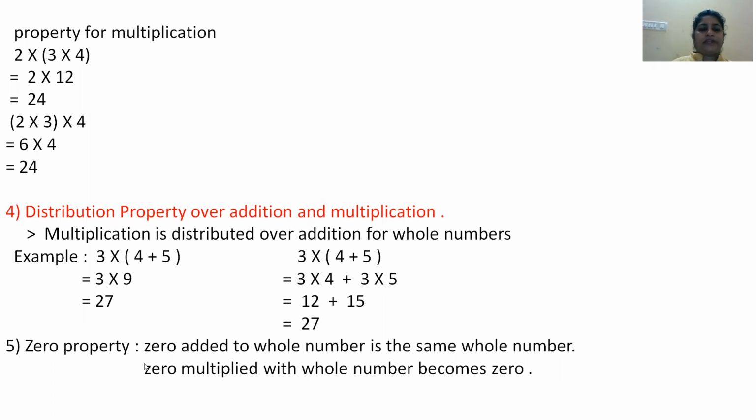There is one more property, zero property. Zero added to whole number will give the final answer as same whole number. That is, when we add 0 to 1, 2, 3, like 0 plus 1, the answer will be 1. 0 plus 2, the answer will be 2. Whatever we add the number to 0, the final answer will be the same number. But when we multiply 0 with the whole number, the number will become 0, whichever number. 0 into 10,000 is 0 itself. Hope you understood till here.